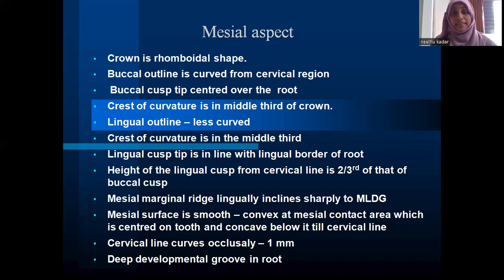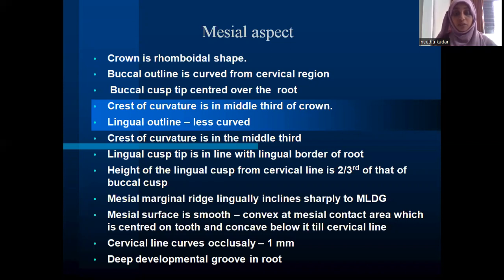The lingual outline is less curved. The cervical crest of curvature is in the middle third of the lingual outline. The lingual cusp tip is in line with the lingual border of the crown. The height of the lingual cusp from the cervical line is 2/3 of that of the buccal cusp.